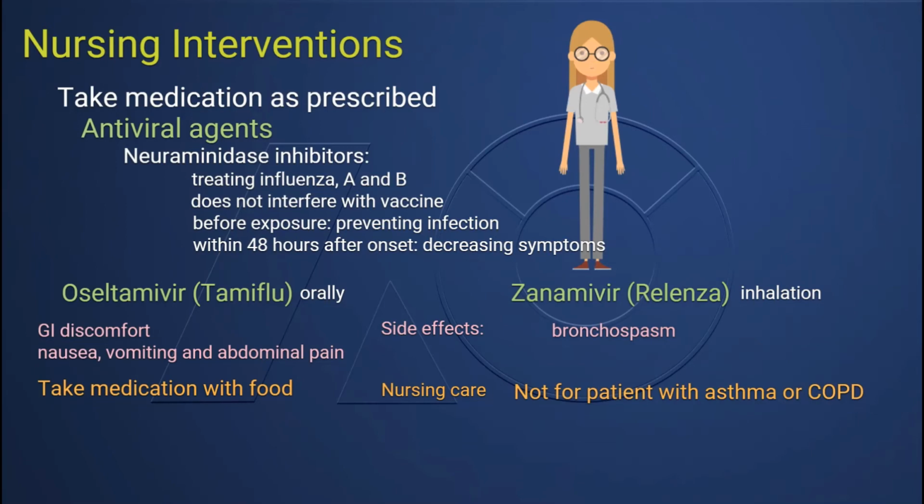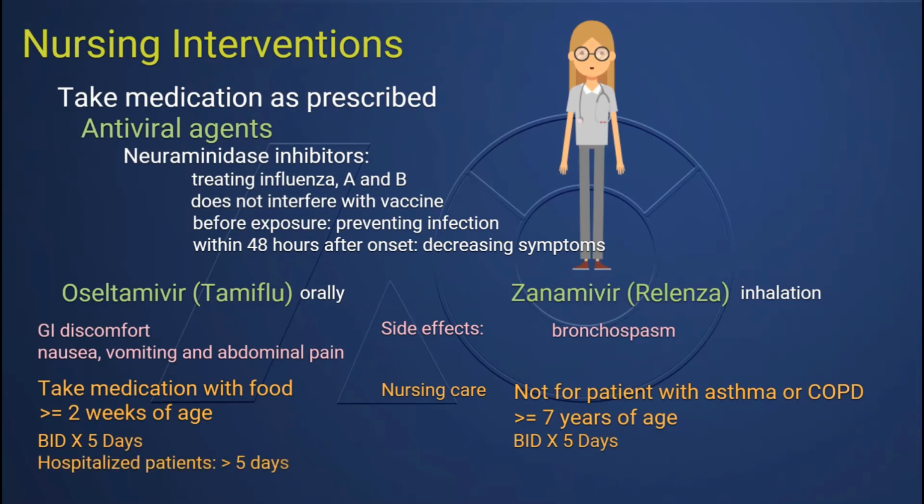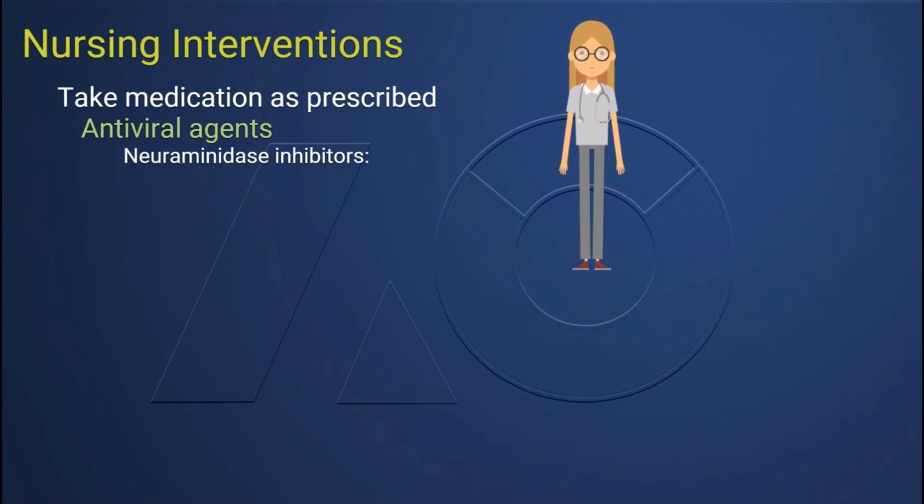Oseltamivir is prescribed to treat early flu in people who are at least 2 weeks old. Zanamivir is prescribed for those who are at least 7 years of age. Both oseltamivir and zanamivir are given twice a day for 5 days. Some hospitalized patients might need more than 5 days of oseltamivir. The third neuraminidase inhibitor is peramivir.